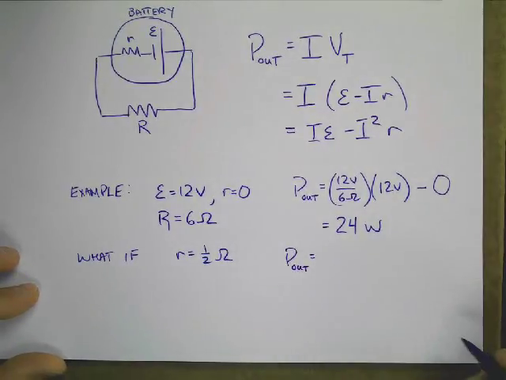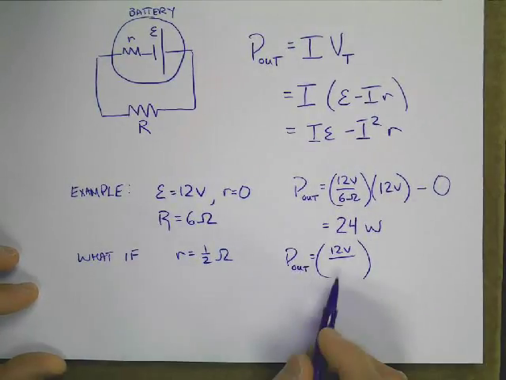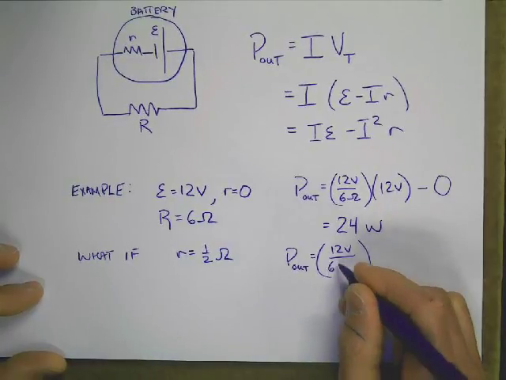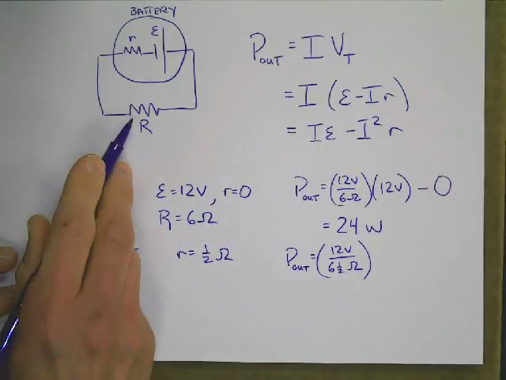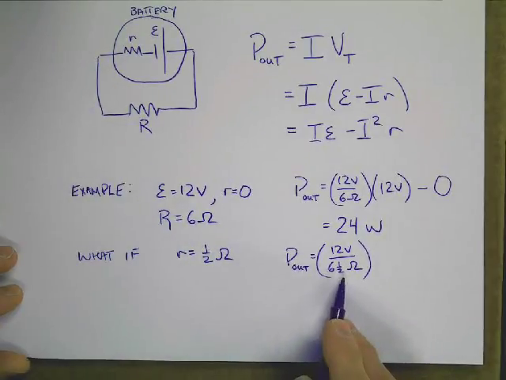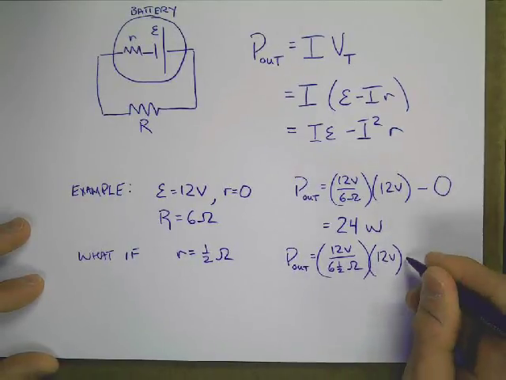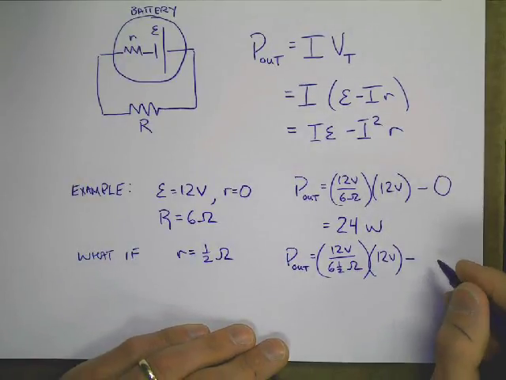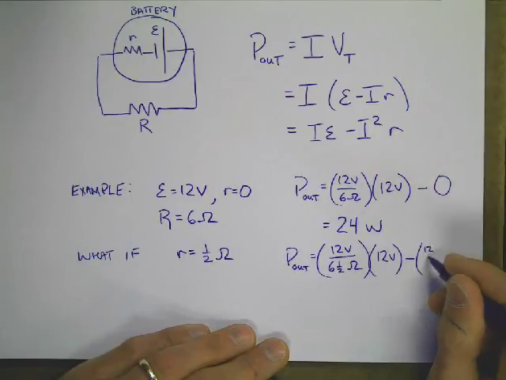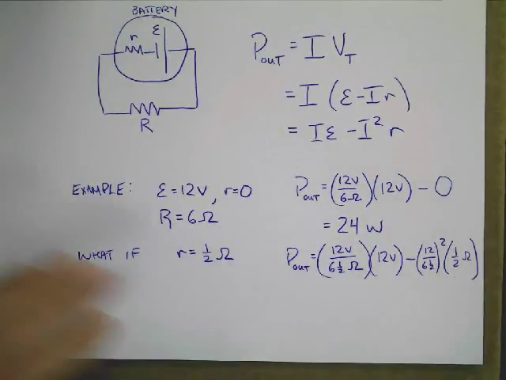So now the power out, we have to refigure this. It's going to be 12 volts, but to find the current, I now have to divide by not 6 ohms, but 6.5 ohms, because I have to add this into the circuit. Remember, these two resistors are in series with each other, so the total resistance is 6.5 ohms. I multiply this by 12 volts again, okay, and then I have to subtract I squared times R. So again, I'm going to have 12 over 6.5 squared times 1/2 of an ohm.